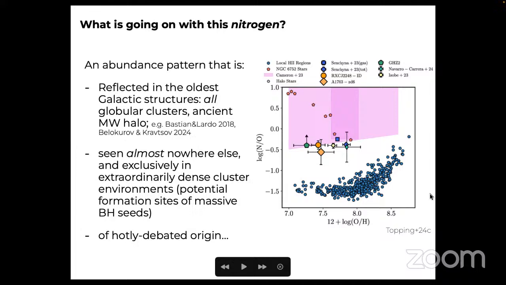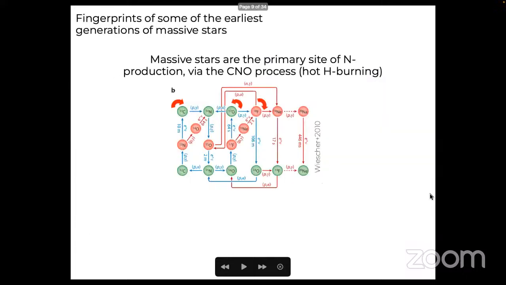So if you look at H2 regions and galaxies at lower redshift, basically represented by the blue points here, these live in a totally different portion of this OH and O parameter space. And we've known about this for a bit in the globular clusters, but we really don't know what's producing this. It's a hotly debated origin still, except I think what I'll put forward is that we do kind of know where we get this nitrogen.